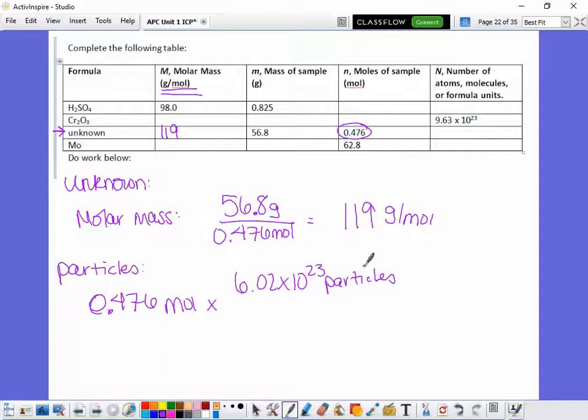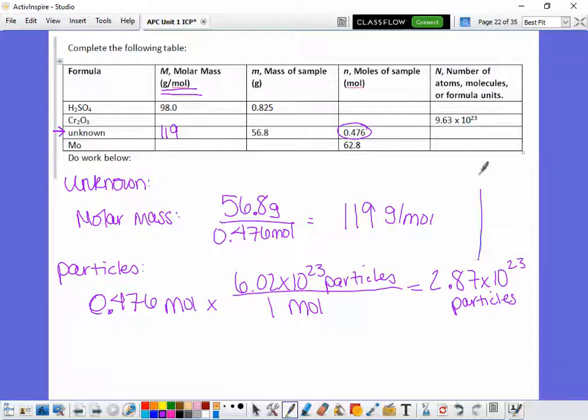And I'm putting particles because I don't know what type of substance this is. So I don't know if this is an atom, a molecule, or a formula unit. So I'm just saying particles. That's the generic term for it. And what do you get? 2.87 times 10 to the 23rd? And that would go there.